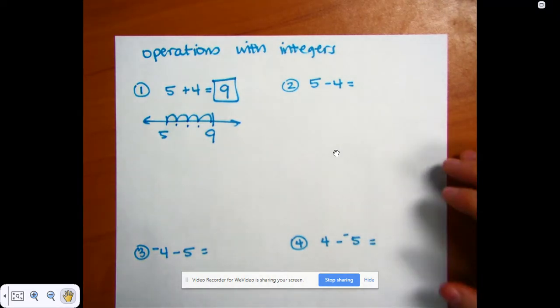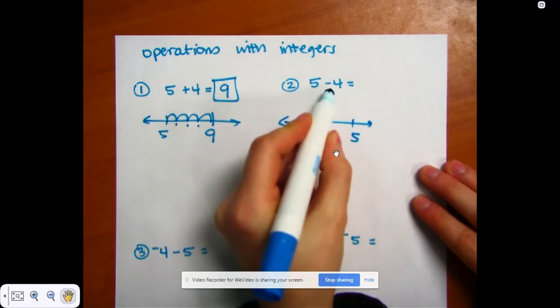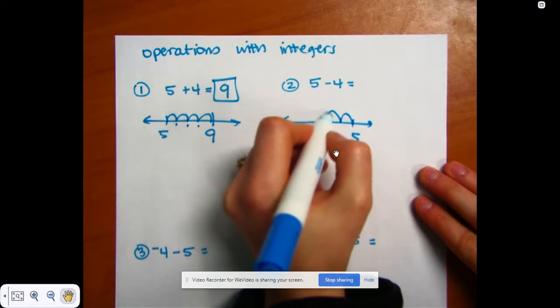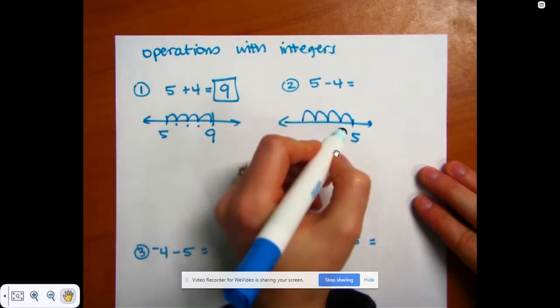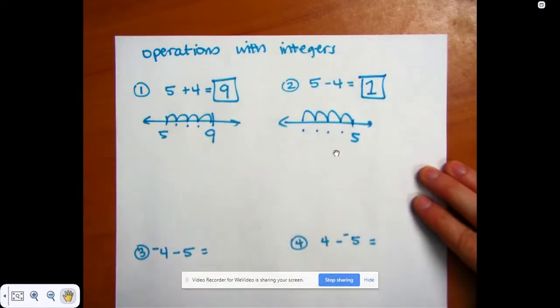Okay? So 5 minus 4. So I'm going to be at 5, but this minus tells me to go left. Plus meant right, minus goes left, the opposite direction. So if I go left 4, I go 4, 3, 2, 1. I'm going to end up at 1.